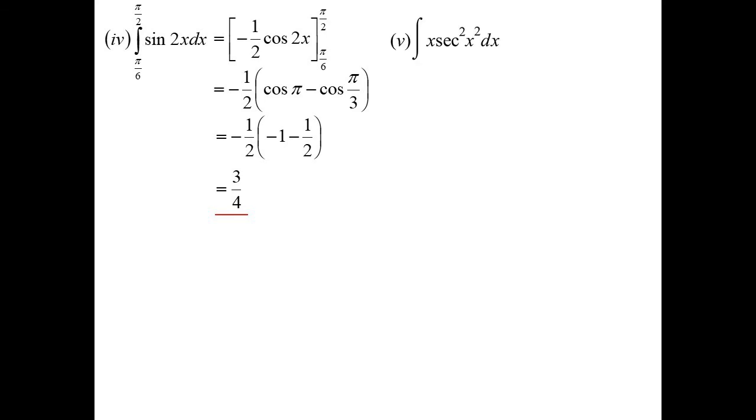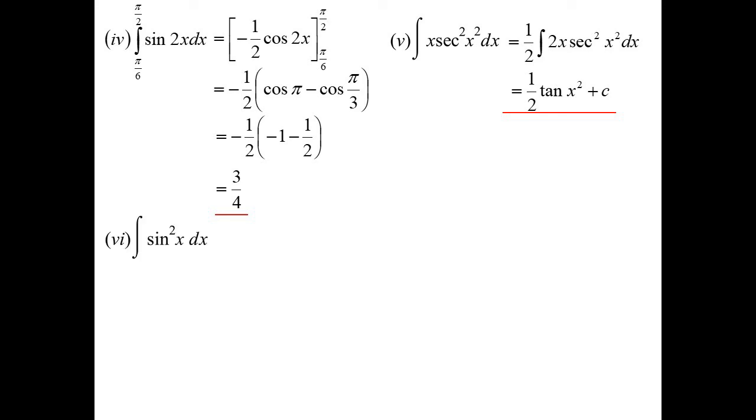This one here, back to this idea of let's create the derivative out the front. I need the derivative of the angle in this case. Derivative of x squared is 2x, so I've got a half of 2x sec squared x squared, so that will become just a half of tan x squared. Same as we did with exponentials, same as we did with the log functions, we want to create the derivative. Sine squared x. They love asking sine squared or cos squared somewhere in the paper.